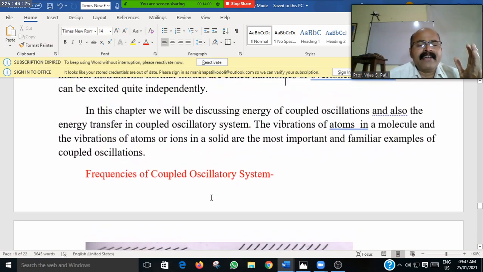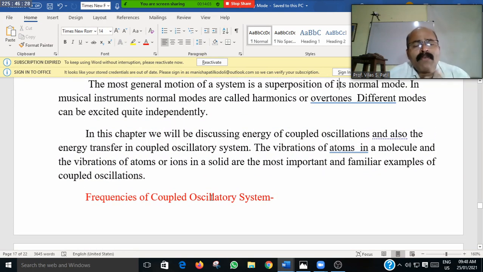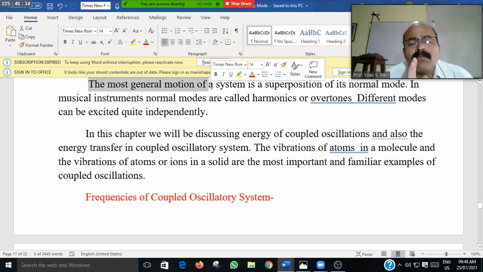Most general motion of the system is the superposition of the normal modes. In the last chapter we saw the different aspects of the superposition theorem, and in a musical system the normal modes are called harmonic overtones, harmonics or overtones, and the different modes can be excited quite independently. Friends, in a musical instrument, the note is very important. That is known as an overtone. That is also known as a normal mode.